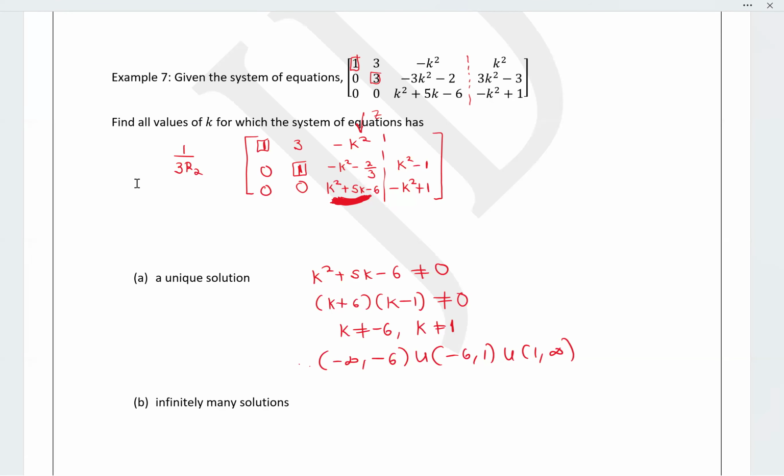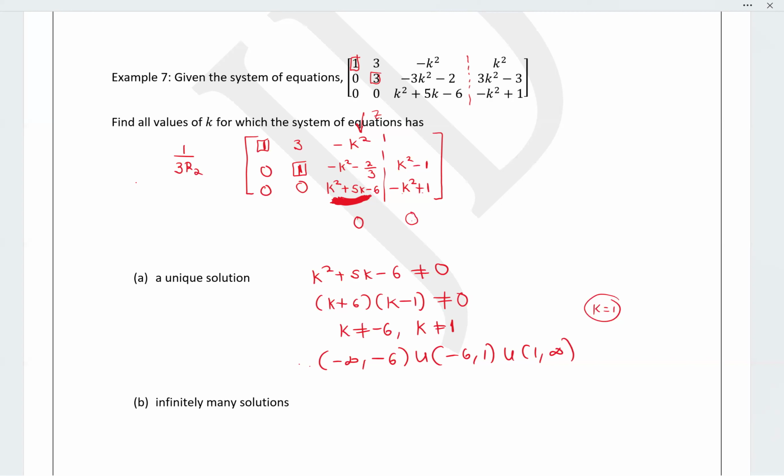Now, for example, let's assume k is 1. If you take k to be 1, what will this be? This will be 1 plus 5 minus 6. So this side is going to be 0. And what will this be? Remember, k is 1. Here is also going to be 0. So you're going to have 0 and 0. But if you have 0 and 0, it means it's always true. So you are going to have many solutions. That is why we don't want this place to become 0.